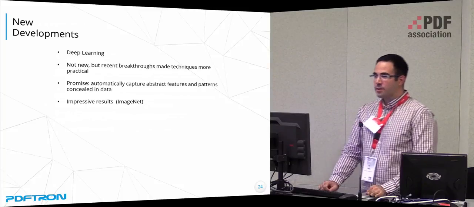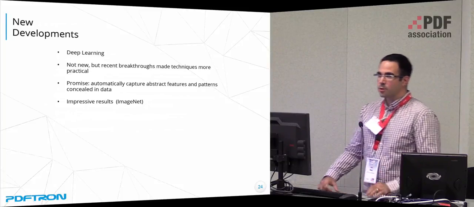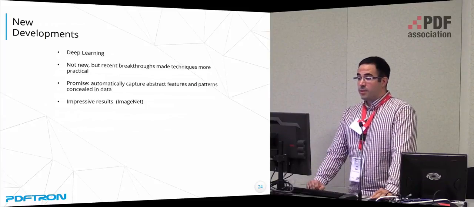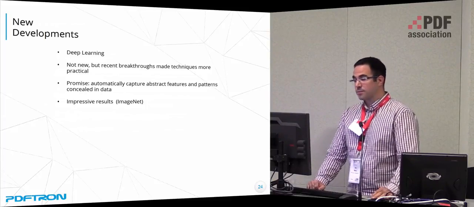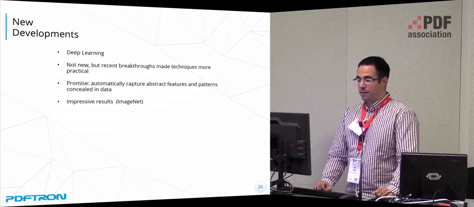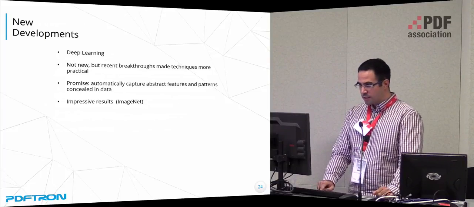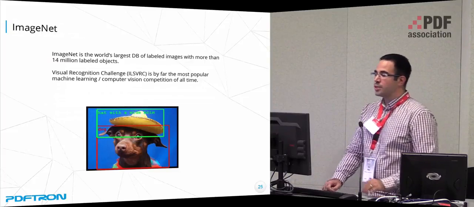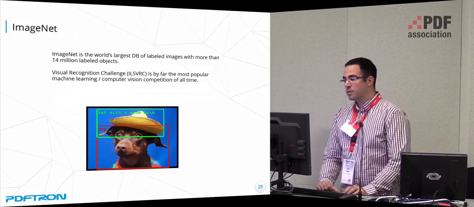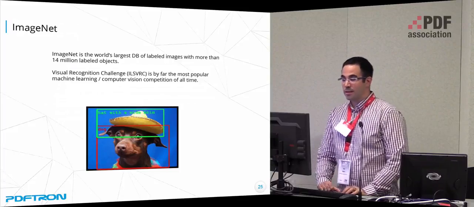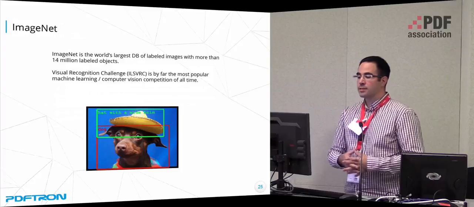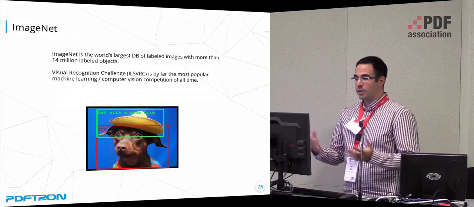To validate whether these new deep learning models work, we looked at their application areas, and we found some impressive results. One most notable example being ImageNet. So what is ImageNet? ImageNet is the world's largest database of labeled images with more than 40 million labeled objects. So it's just a database. It's not a recognizer or algorithm or anything like that.